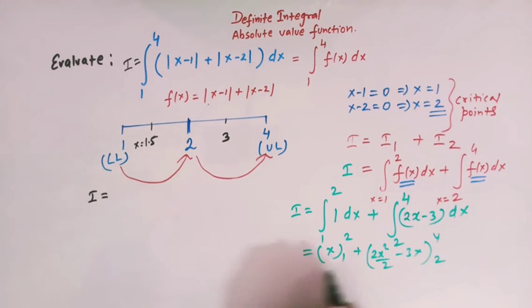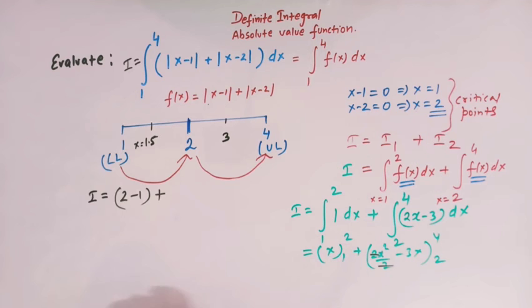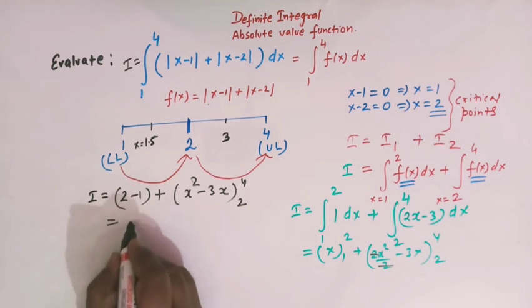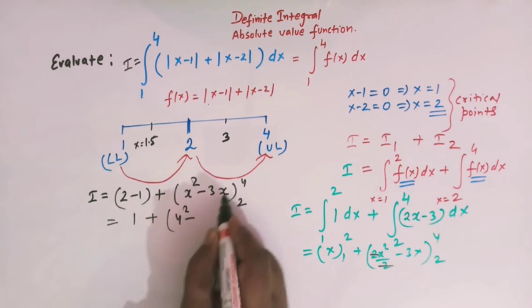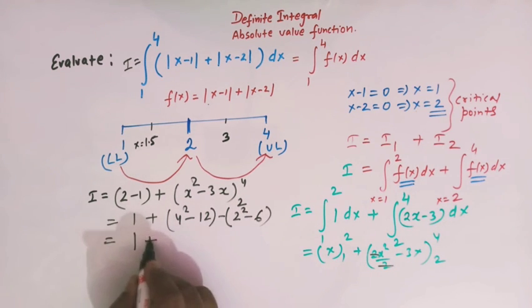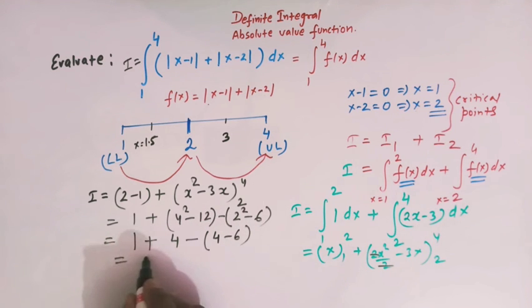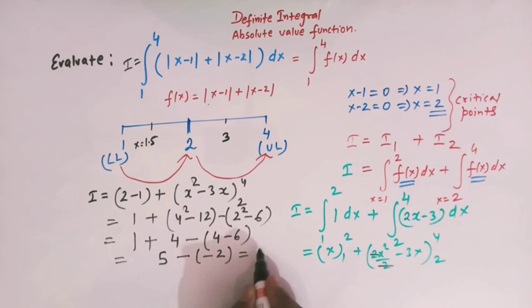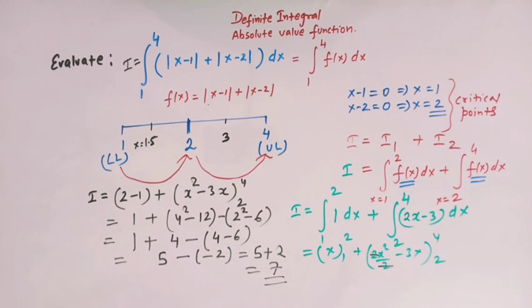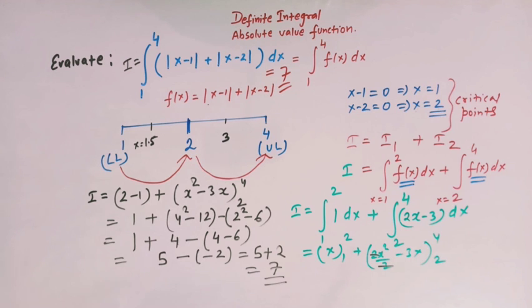So now we can further write it as, here we can substitute the limits and take the difference. So we have 2 minus 1, and here 2 and 2 get cancelled, so we have x square minus 3x, and the limits are from 2 to 4. 2 minus 1 is 1, and here we have 4 square minus 12 minus 2 square minus 6, right? So we have 1 plus, this is 16 minus 12, that is 4, and here we have 4 minus 6, so we have 4 plus 1, 5 minus 2, so we have 5 plus 2, that is 7, right? Okay, so viewers, the value of this integral is equal to 7, right? So this is how we solve this important problem.